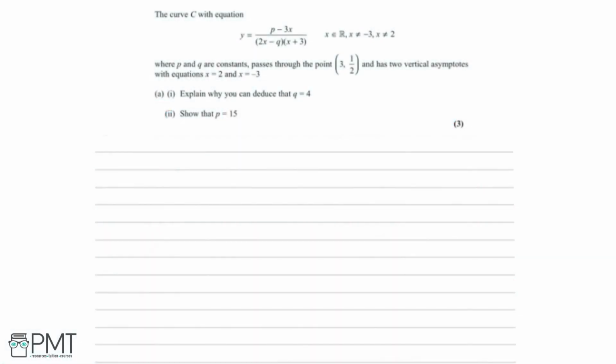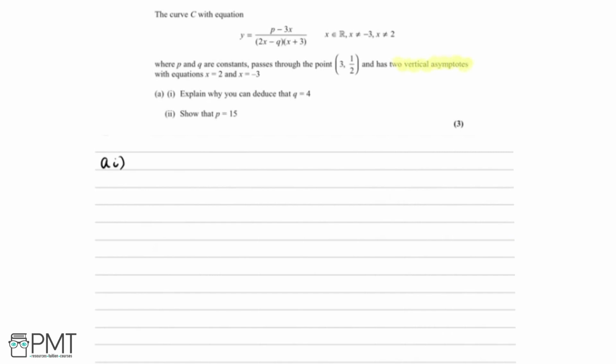So the curve C with equation y equals (p minus 3x) all over (2x minus q) multiplied by (x plus 3), where p and q are constants, passes through the point x equals 3 and y equals a half, and has two vertical asymptotes with equation x equals 2 and x equals minus 3. In the first part of A, we need to explain why you can deduce that q equals 4.